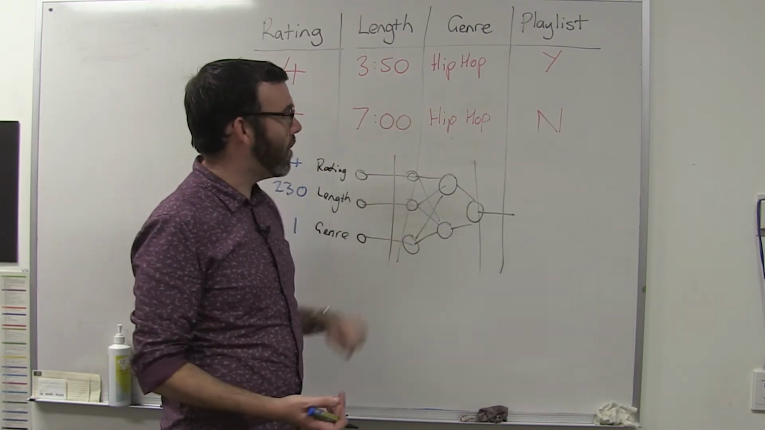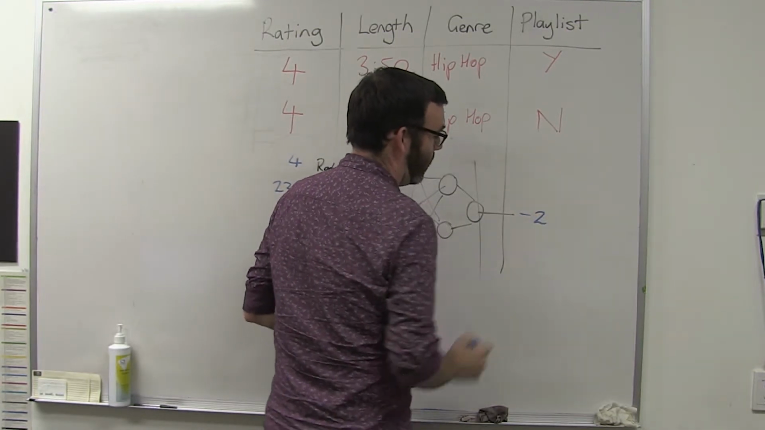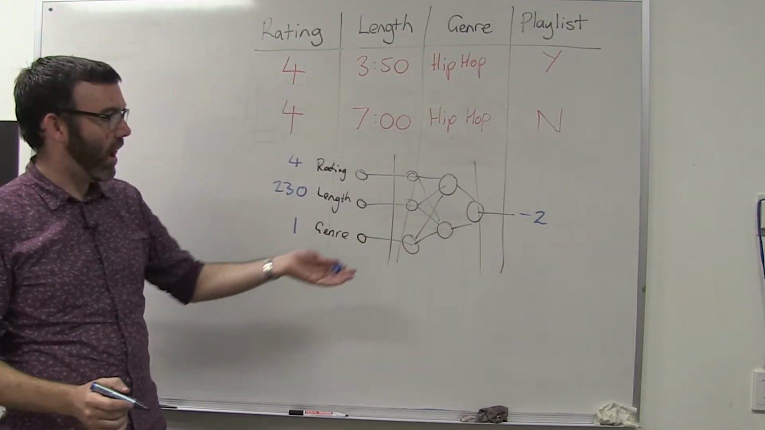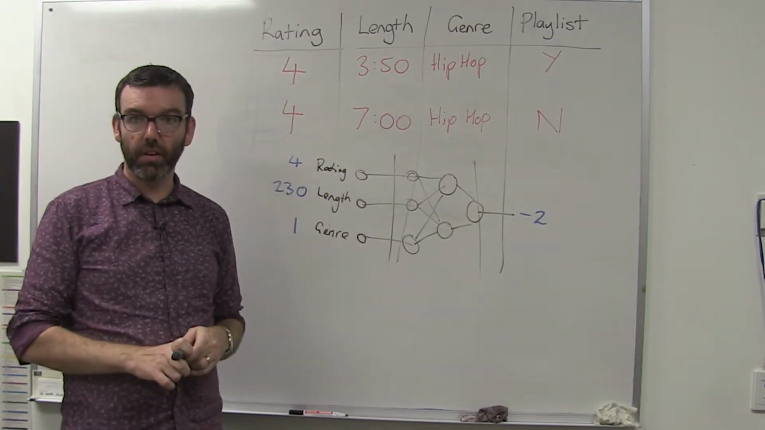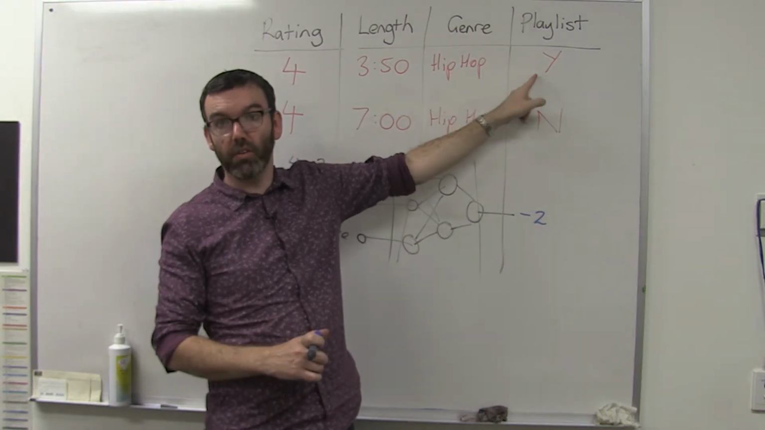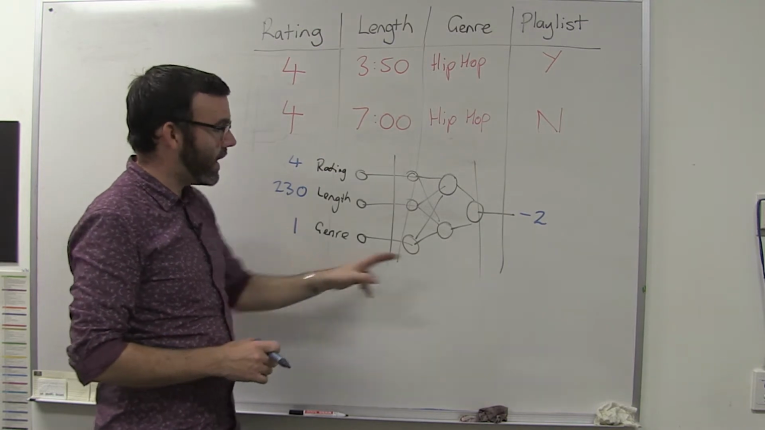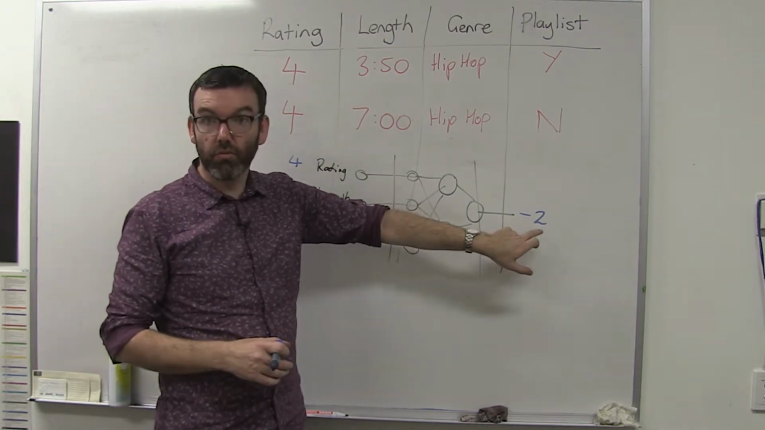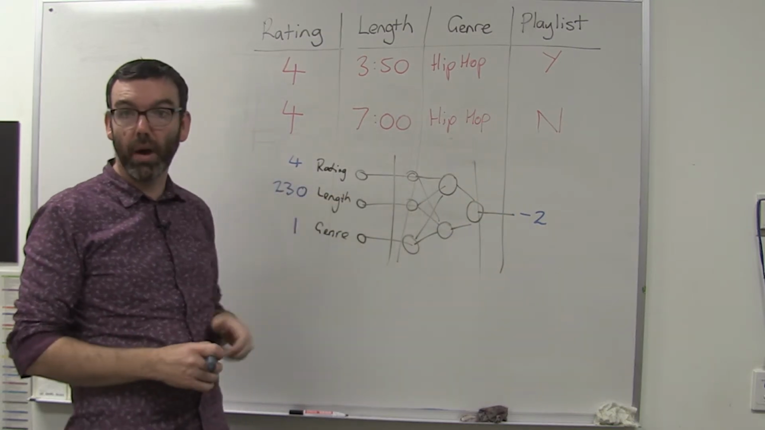So let's say in the output here, we get a number that's actually negative, -2, which decides that, no, this song should not be included in the playlist. But we know that this song should be included in the playlist because that's what we decided originally within our training set. So in fact what we do is we take that wrong value there and use that information to make adjustments to those weights.